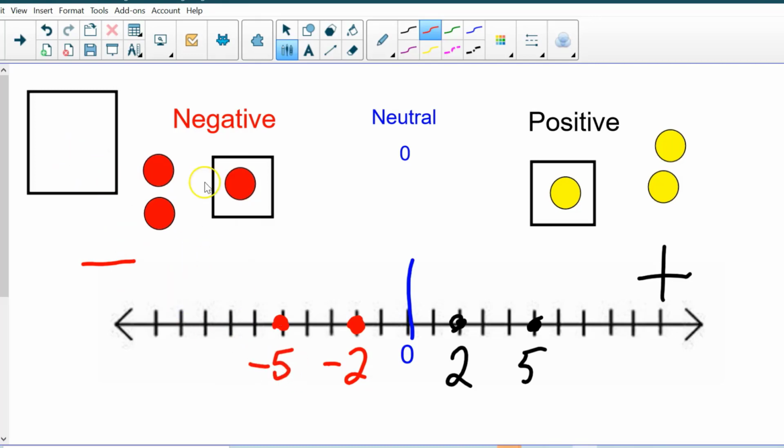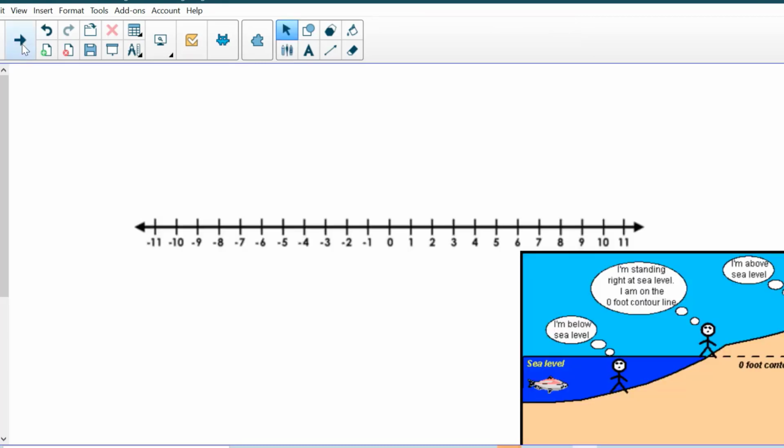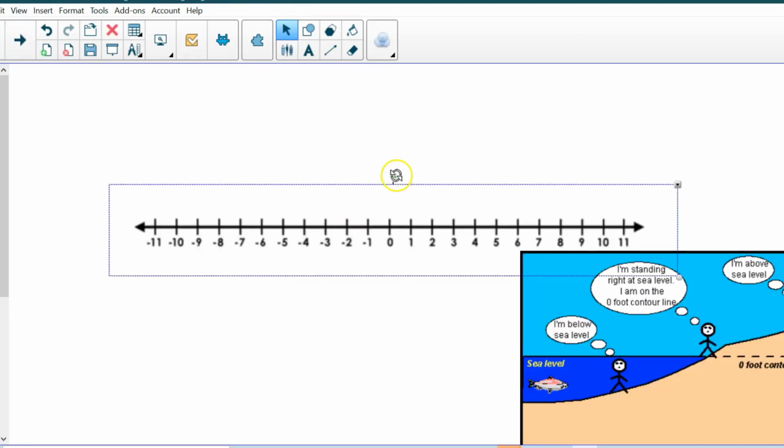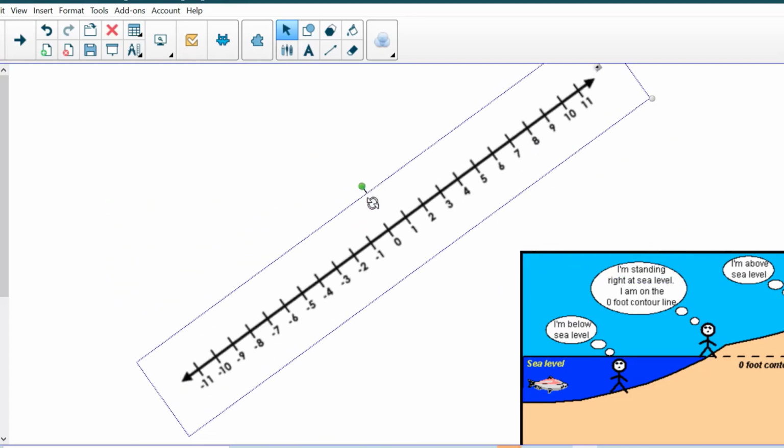So how would negative 5 look with our counters? Well, we already have 2, so let's just add a few more. Negative 3, negative 4. I'm just going to move these over. And negative 5. And of course, positive 5, here's positive 3, positive 4, and positive 5 with the yellow counters.